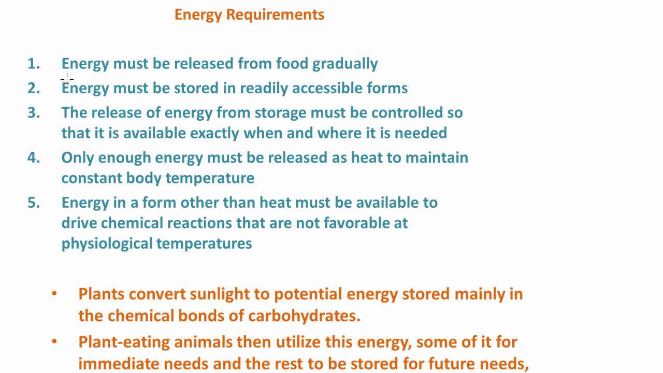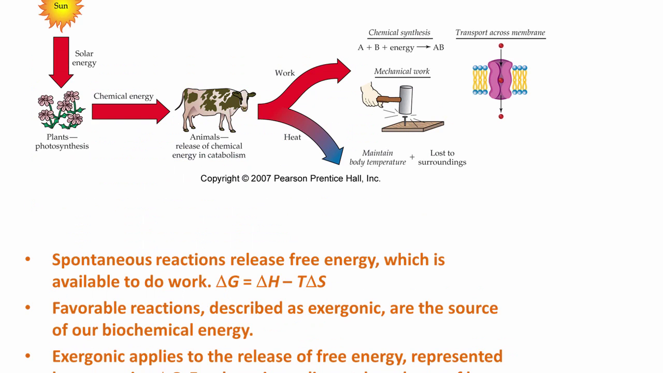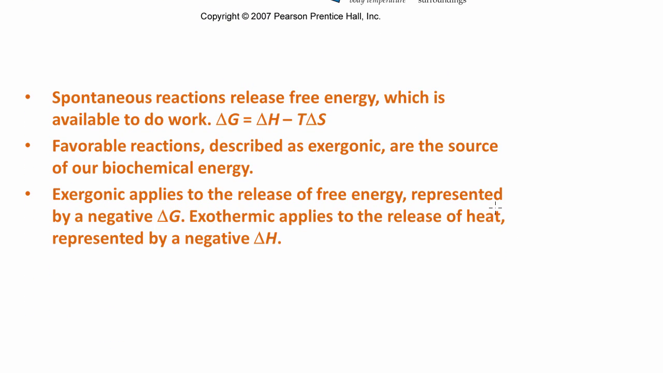So, some energy requirements. Energy must be released from food gradually. If it was released all at once, well, we'd have maybe a little explosion there, right? We can't do that. So it has to be released gradually. It must be stored in forms that are accessible. The release of energy from storage has to be controlled so that the energy is available exactly when and where it is needed. And only enough energy must be released as heat in order to maintain body temperature. Energy in a form other than heat must be available to drive chemical reactions that are not favorable at physiological temperatures.